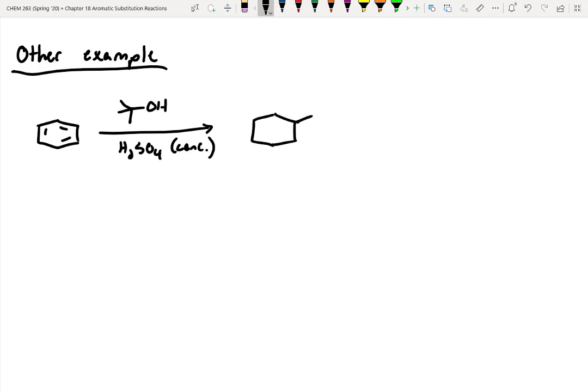The key feature of this reaction is you have to have some sort of carbocation to act as your electrophile, because benzene itself isn't a very good nucleophile. The only way to get around a weak nucleophile is to have a super strong electrophile. All right, so let's practice a little bit.